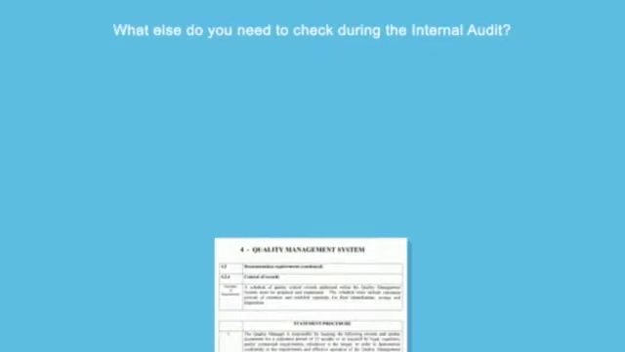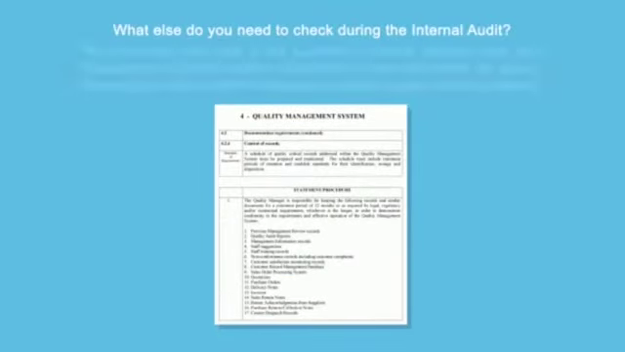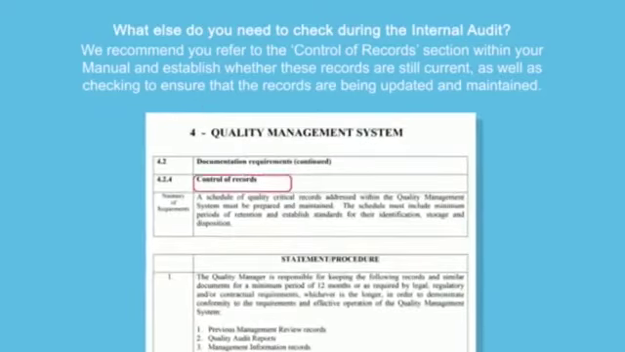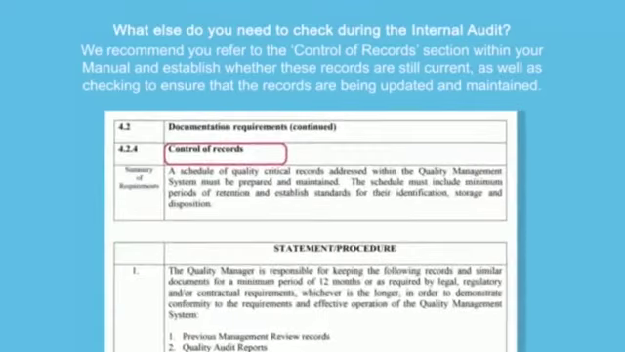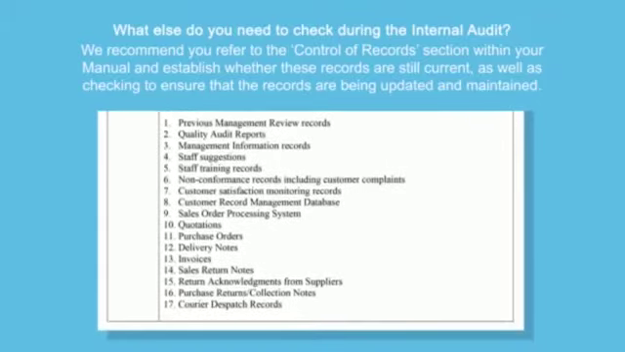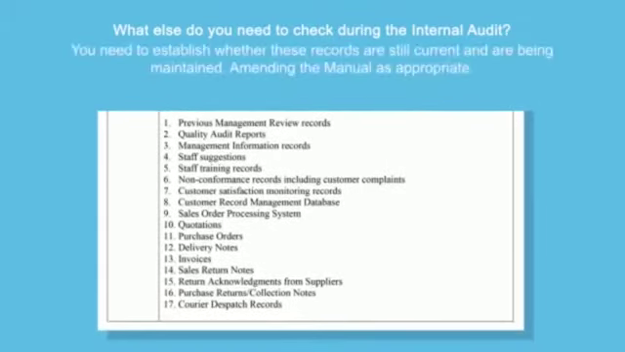What else must you check during your internal audit? Within the manual, there is a section titled Control of Records. Here, you will see a list of all the records the QMS auditor will inspect at the external audit. From this list, you need to establish whether these records are still current and whether the records are being updated and maintained, amending the manual accordingly.